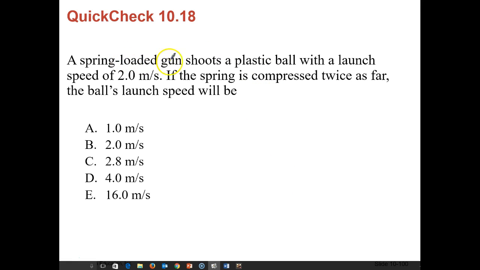10.18 says a spring-loaded gun shoots a plastic ball with a launch speed of 2 meters per second. If the spring was compressed twice as far, the ball's launch speed would be what? So you have to remember this is the potential energy of a spring, which is equal to 1/2 kx squared. And remember, we are taking this energy and converting it to kinetic energy, which is equal to 1/2 mv squared. And those are our two things happening in our problem.